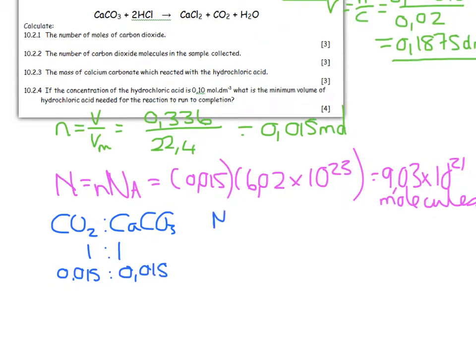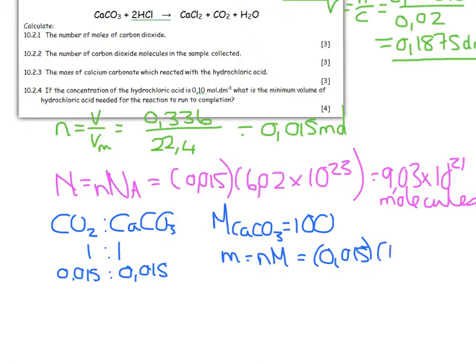The molar mass of calcium carbonate is going to be equal to 40 plus 12 plus 16 plus 16 plus 16, which turns out to be exactly 100, and therefore my mass is equal to number of moles times molar mass, 0,015 times by 100, and I land up with 1,5 grams.